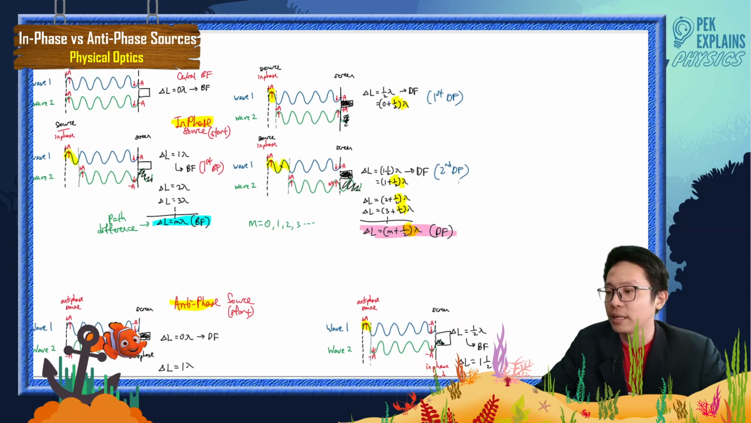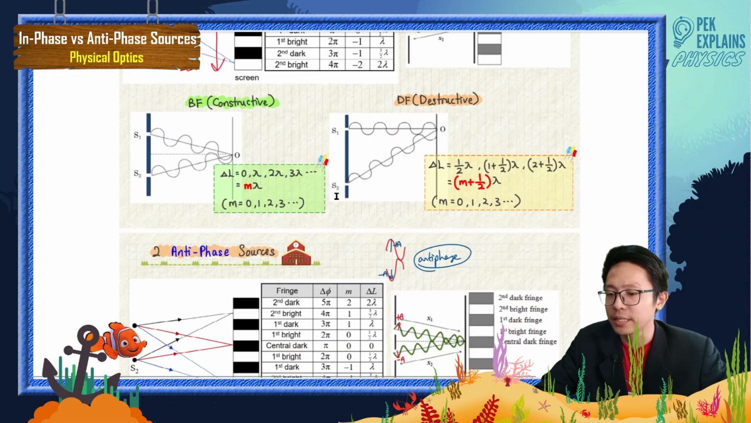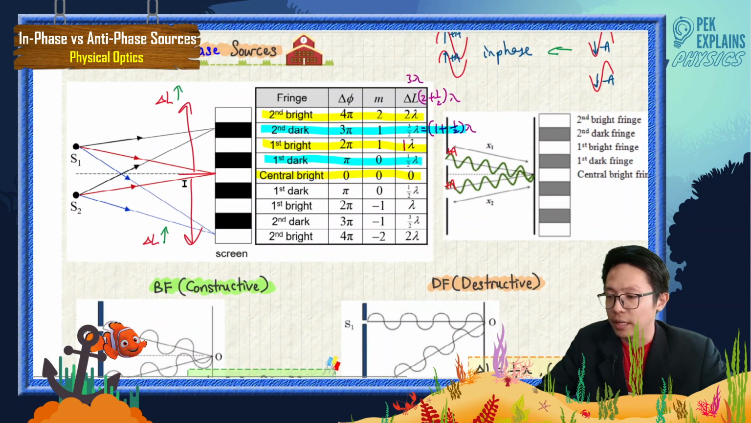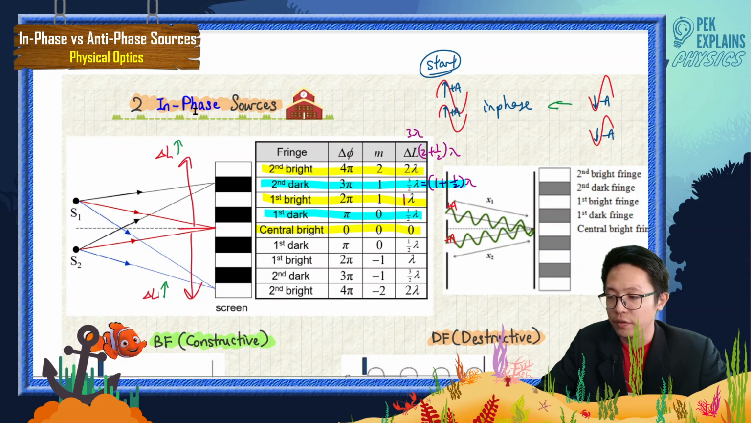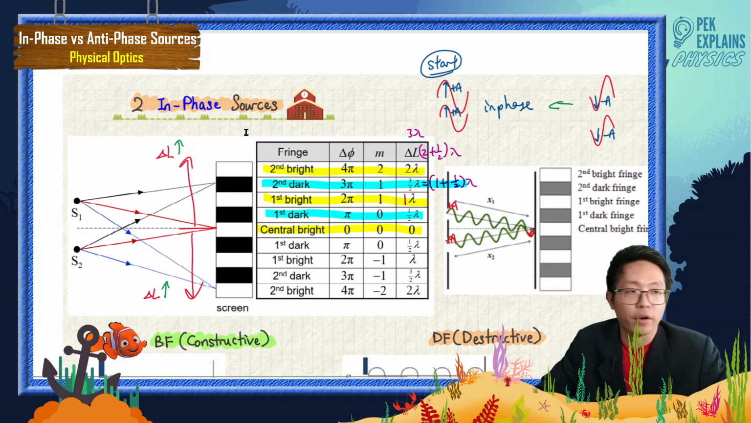So what I can say in conclusion is just see the difference. For in-phase source, the central is a central bright fringe. You see that? Central bright fringe. Because when the path difference is 0 lambda, we start off in phase, end up also in phase. Of course, it forms a bright fringe in the end. Constructive interference.